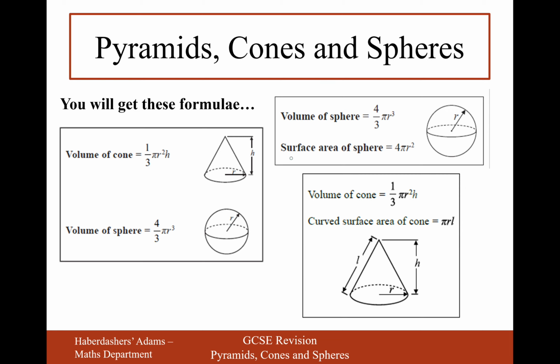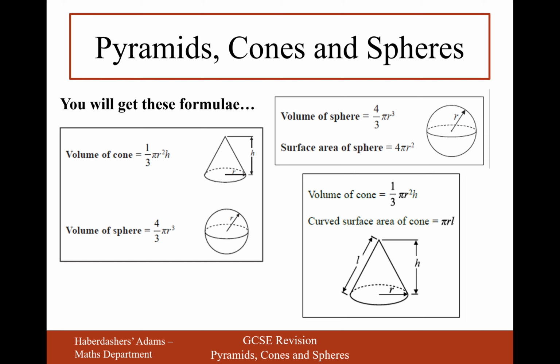Or you might get a little box like this in the top right of our screen, where it gives you the volume of the sphere and the surface area of the sphere, 4 pi r squared. Or it might give you the volume of a cone down here, along with the curved surface area of the cone. That doesn't include the bottom, so if you need to put the bottom in there, you'll need to add in the area of a circle. It's just the curved surface area around the cone on the top here, which is pi r l.